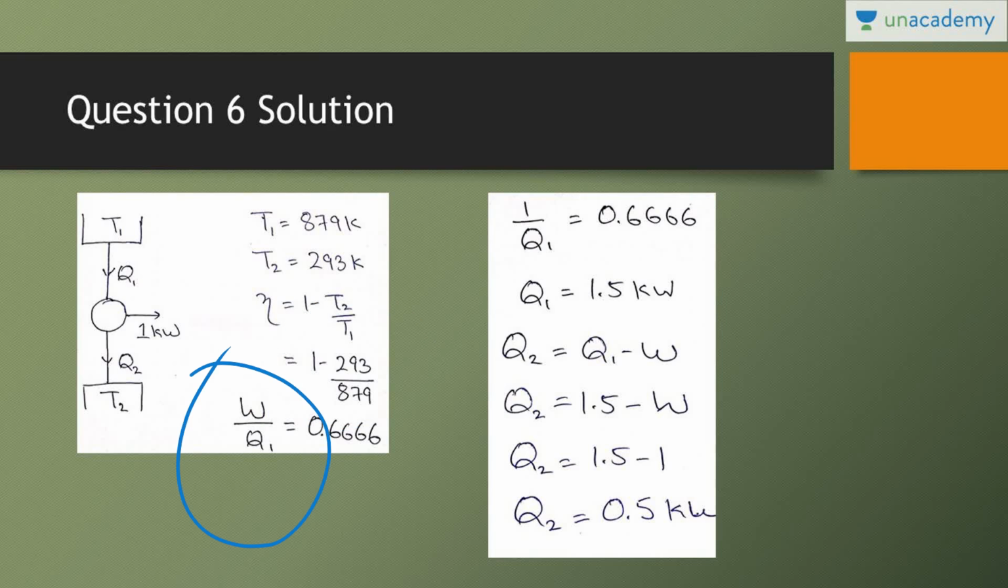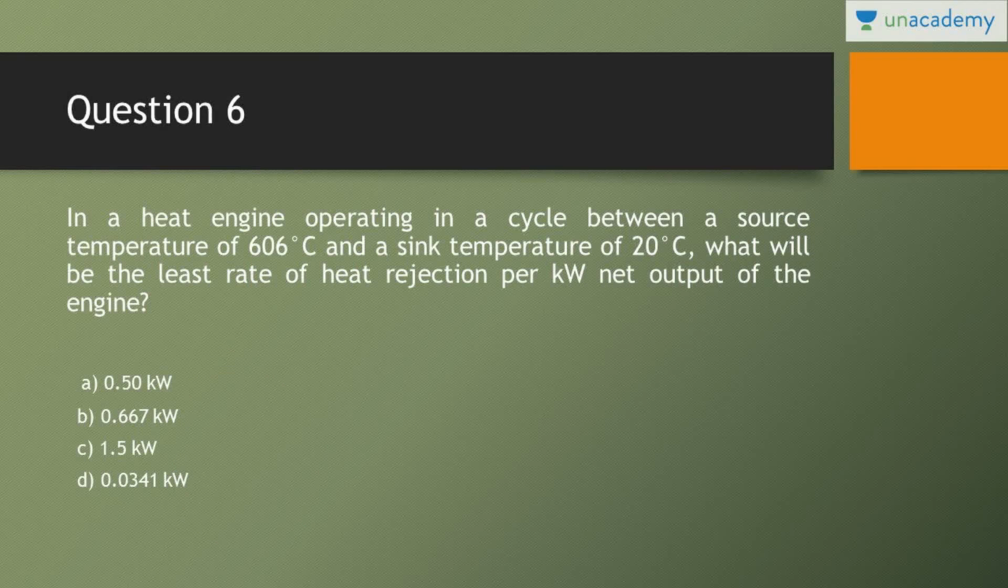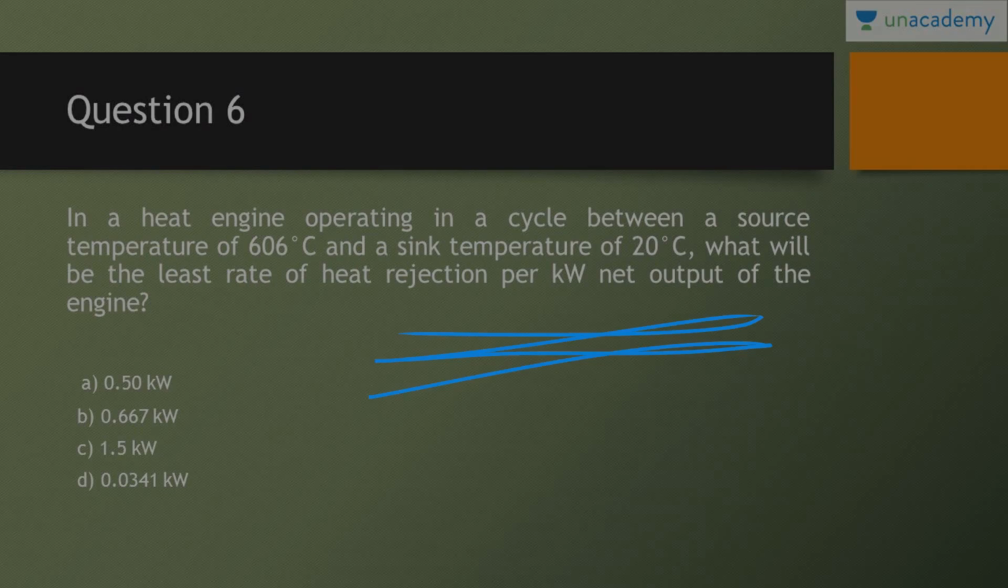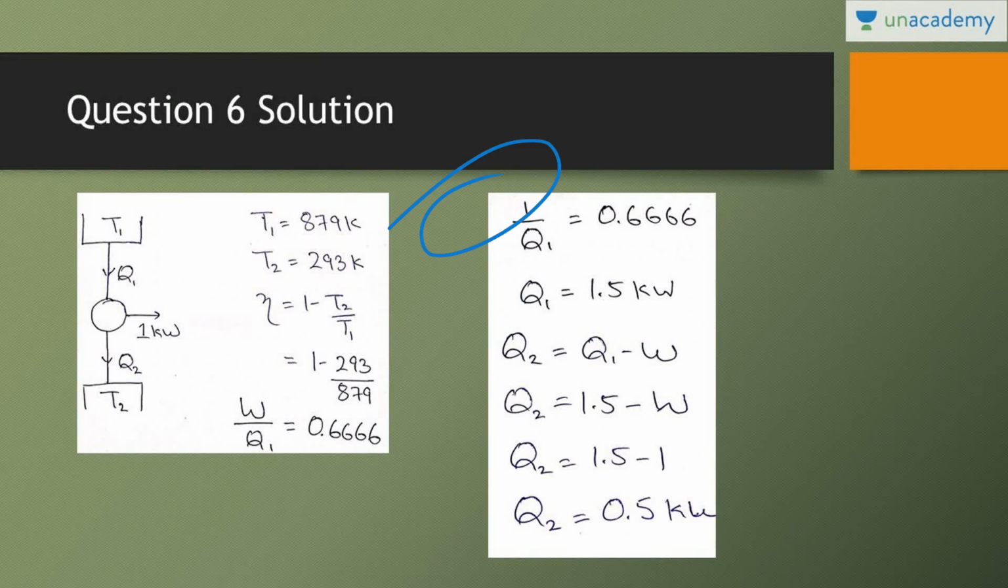Efficiency is work done upon heat supplied. The value of W is 1 per kilowatt net output. So Q1 is 1.5 kilowatt. So W is equal to Q1 minus Q2. Q2 is 1.5 minus W, which is 0.5 kilowatt. The value of Q2 is equal to 0.5 kilowatt.